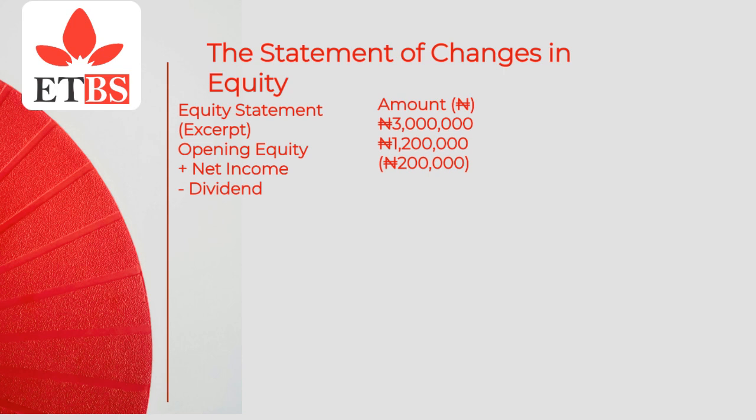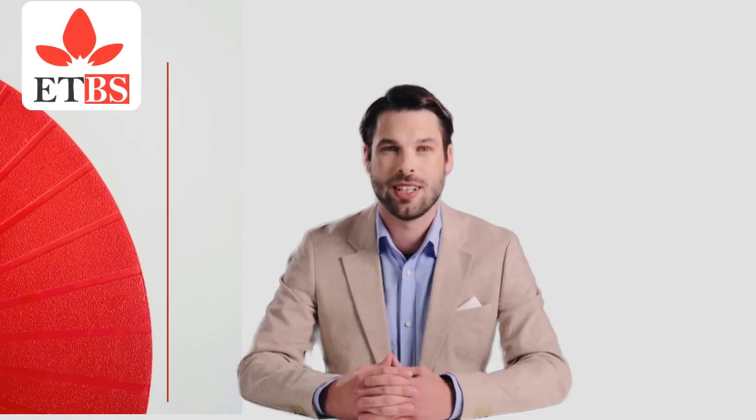1. Opening equity 3 million naira. 2. Plus net income 1,200,000 naira. 3. Minus dividend 200,000 naira. 4. Plus capital injection 500,000 naira. 5. Closing equity 4,500,000 naira. Purpose: tracks value retained in business. Highlights changes from profits and owner activity. Useful for investment evaluation.